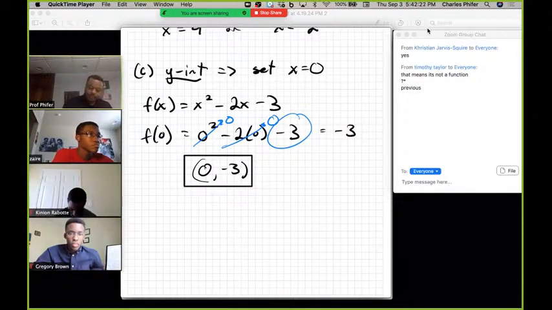All right, and then D, we want to find the x-intercepts. So we're going to set y equal to 0.